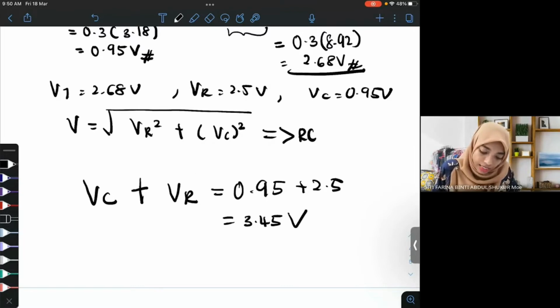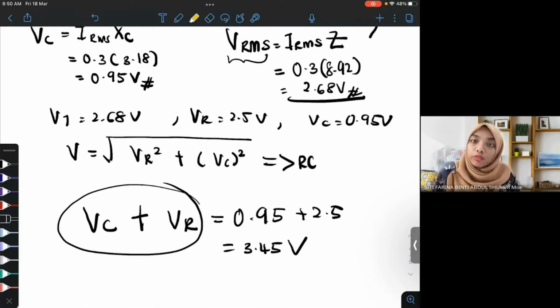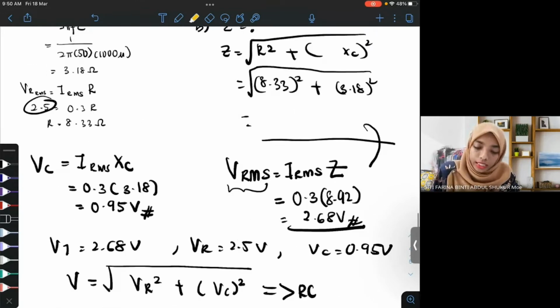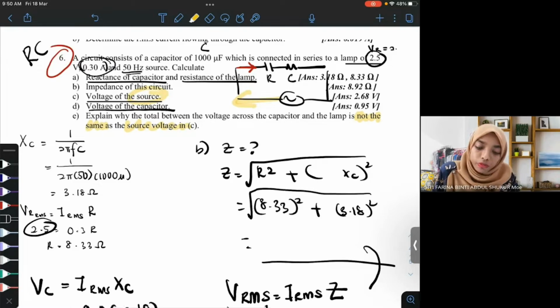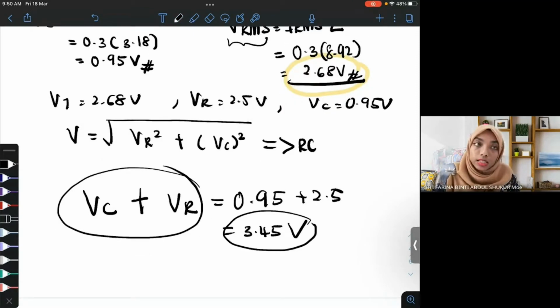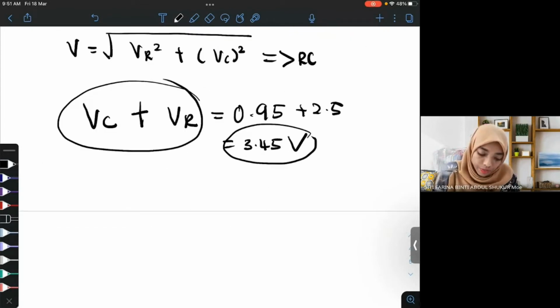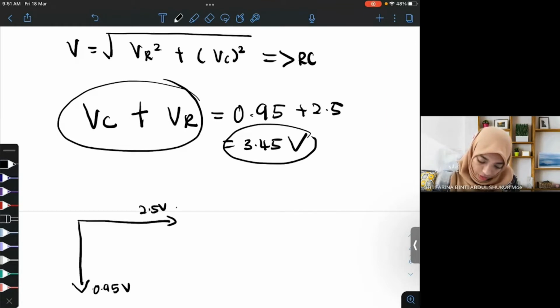So the question asks why the sum of VC and VR is not the same as the source voltage in part C. The source voltage is what we call V total, which comes out of the power supply. So why is the V total we found in question C, which is 2.68, not the same as 3.45? The reason is that we have to use a phasor diagram to answer this question. Your VC was 0.95 V and your VR is 2.5 V. This is VR, this is VC.